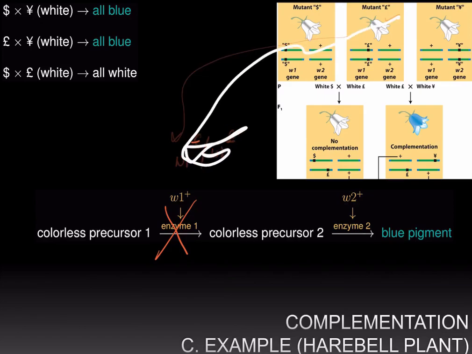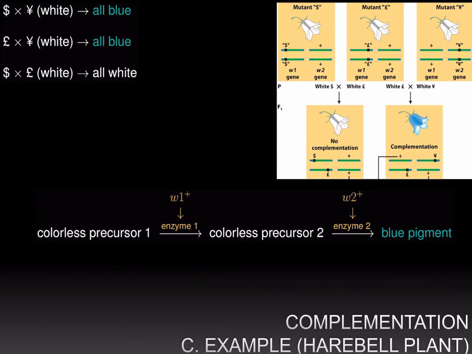If you are the yen strain, then you are W2 yen over W2 yen, and you're homozygous for the wild type allele of W1, and therefore the first colorless precursor gets converted to the second colorless precursor, but it cannot get converted into the blue pigment since there is no W2 plus wild type allele of the W2 gene that makes the enzyme to convert this colorless precursor into the blue pigment, and therefore you are again white.